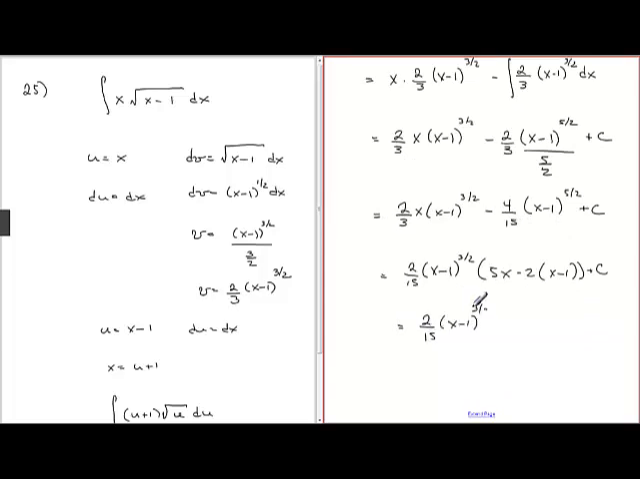So we'd have 5x minus 2x, which would be 3x, and you'd have negative 2 times negative 1, which would be positive 2. And so that's the other form of the equation.